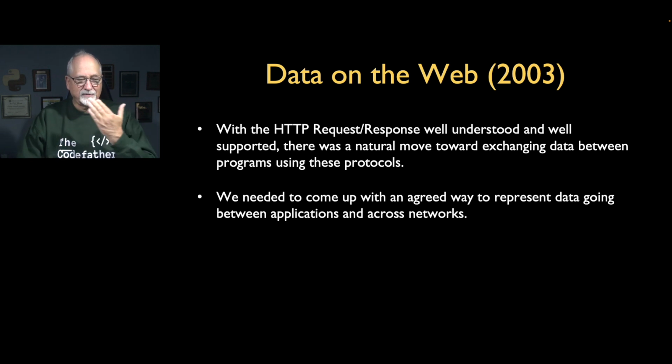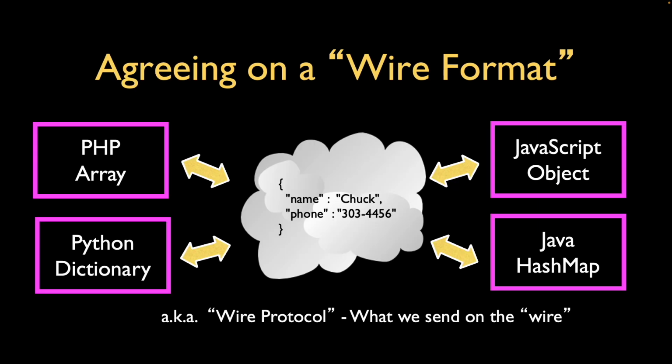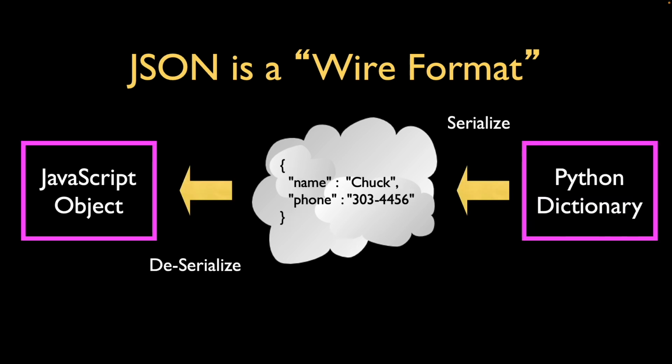So the idea of moving data across the network, we had to agree on what's called a wire format, or you could think of it as the network, as if we're watching it on a wire and it's going by. What would we actually send? Because in PHP we have arrays, in Python we have dictionaries, in JavaScript we have objects, and Java has things like hash maps and array lists. And the question is, what are we going to send back and forth? We got to agree on it so that we can write something in Python and read it in JavaScript, and similarly write it in PHP and then read it in JavaScript. So we have to agree on a wire format.